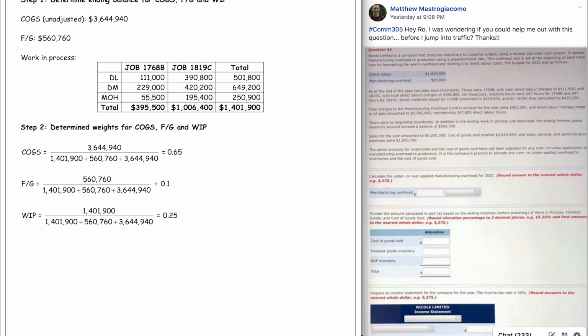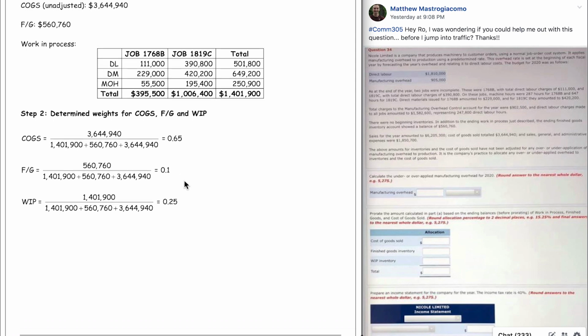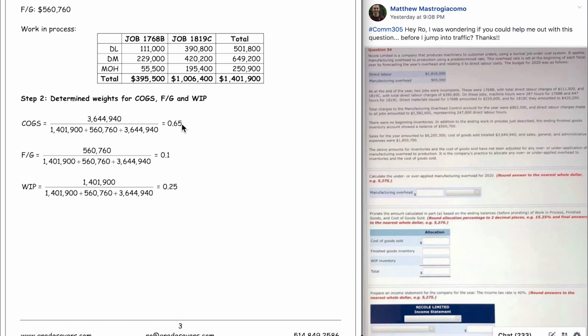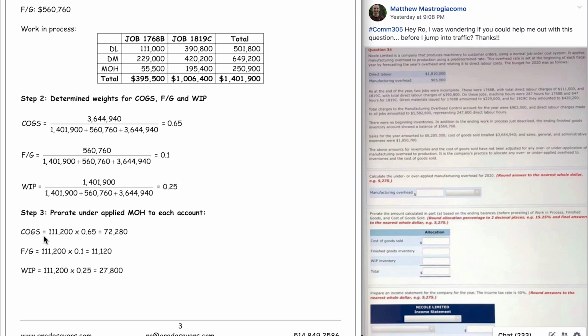Once you've figured out the weights, you're now able to assign or adjust the total amount of underapplied overhead to each of these accounts. So in required 1, we determined the total amount that was underapplied, and now we can use these weights to prorate the amount to each individual account. For cost of goods sold, it's simply going to be 111,200 times 0.65. For finished goods, it would be 111,200 times 0.1. And for work in process inventory, it's going to be 111,200 times 0.25. And so that should be the answer for required 2.